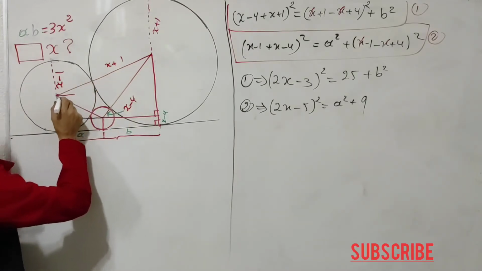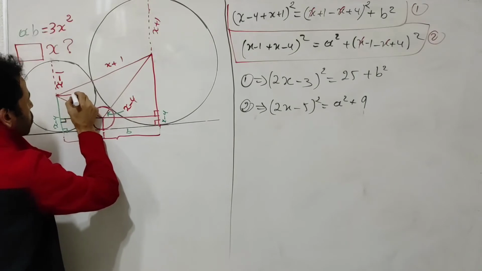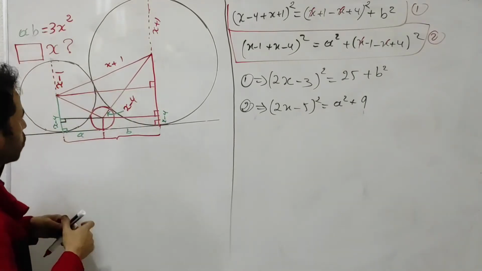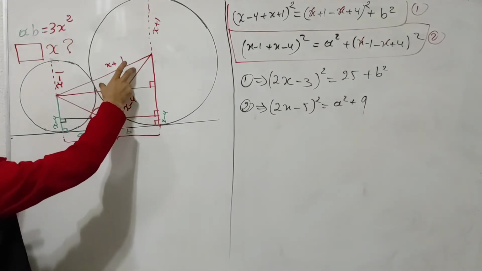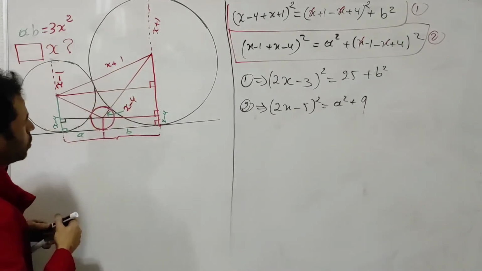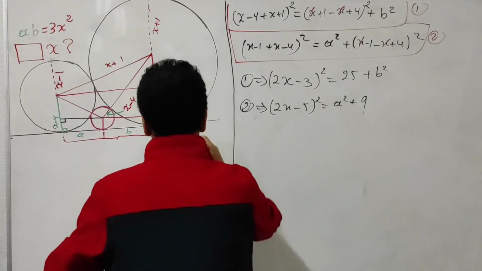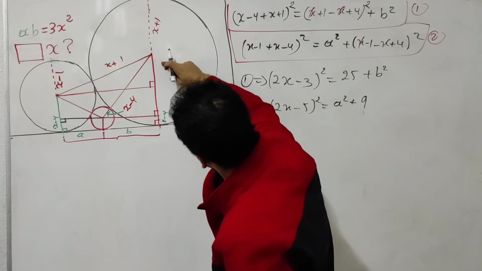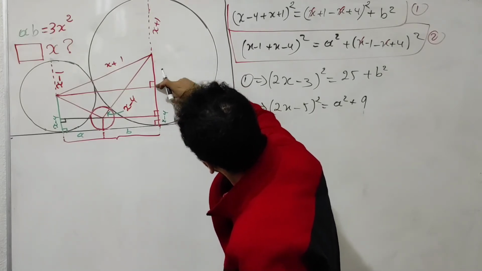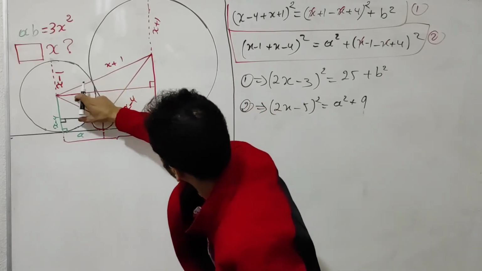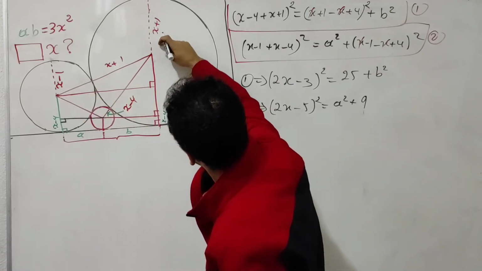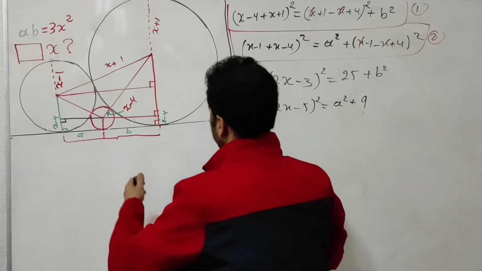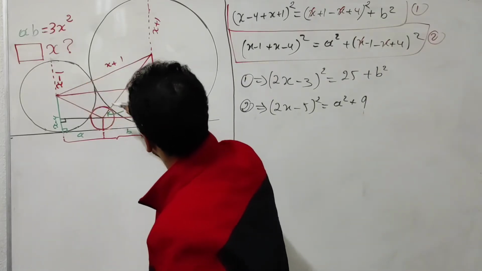I'm going to draw a line parallel to this line from this point to this point, making an angle of 90 degrees. Now I'm allowed to apply the Pythagorean theorem on this triangle. So I'm going to figure out this distance. This distance is the radius of this big square minus the radius of this middle square, which is x plus 1 minus x minus 1. So I will get this distance, which is x minus 1.